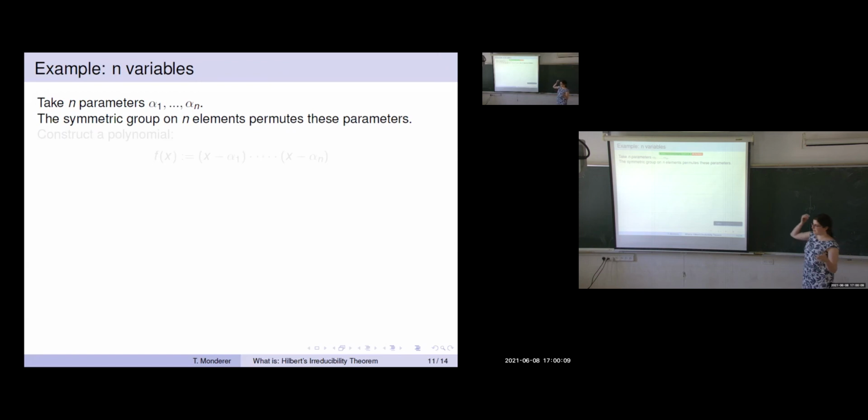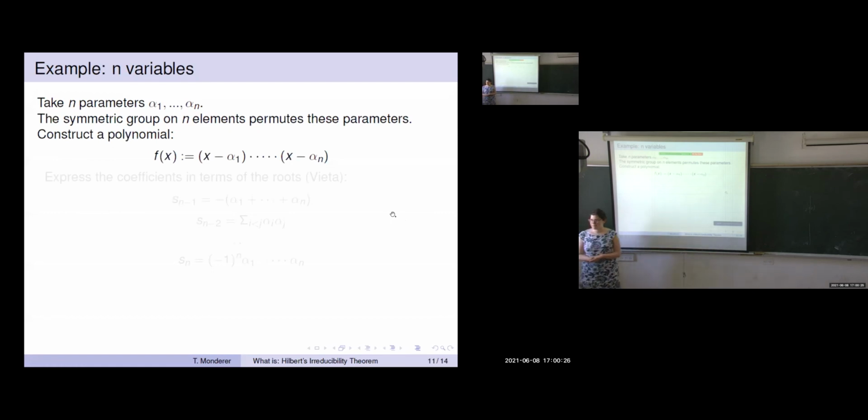So I want to get the symmetric group of degree n. So let's take n parameters, alpha 1 to alpha n. And the symmetric group, like the full group of permutations on n elements, knows how to permute these. And now let's construct a polynomial. Let's look at the product of the n linear factors, x minus alpha 1 to x minus alpha n.